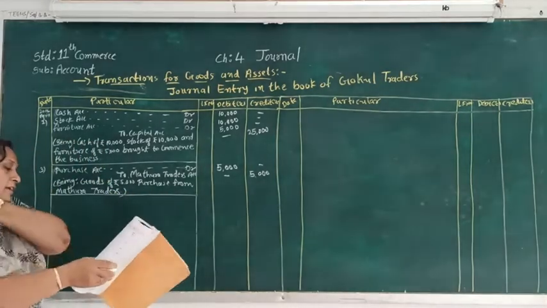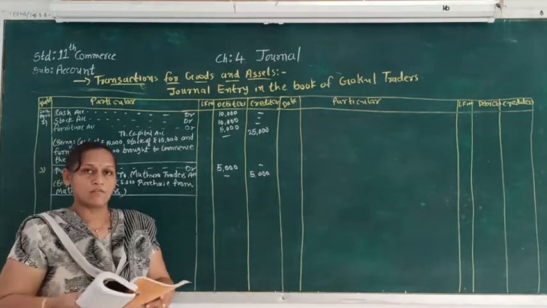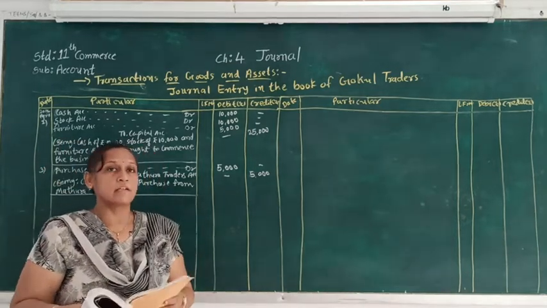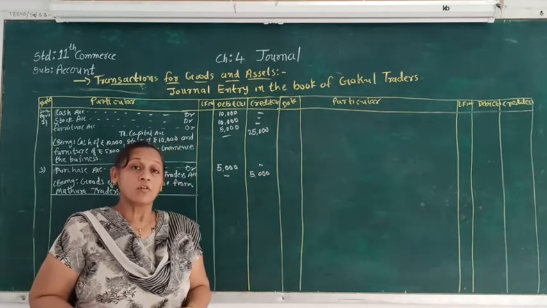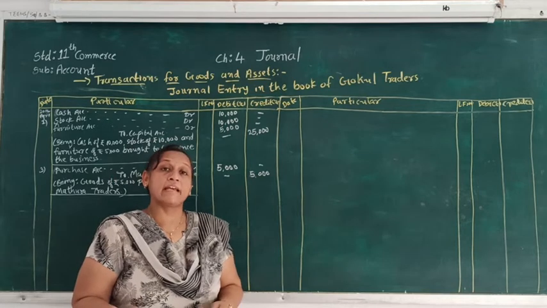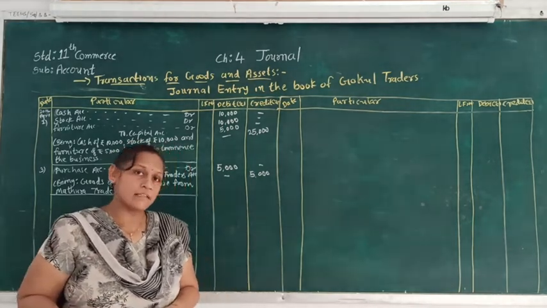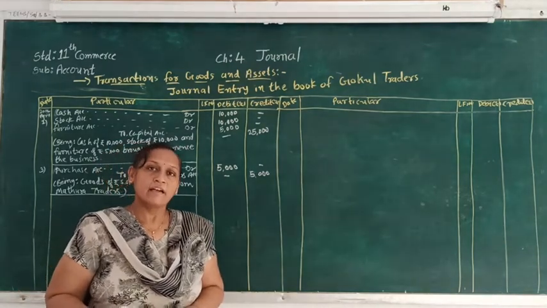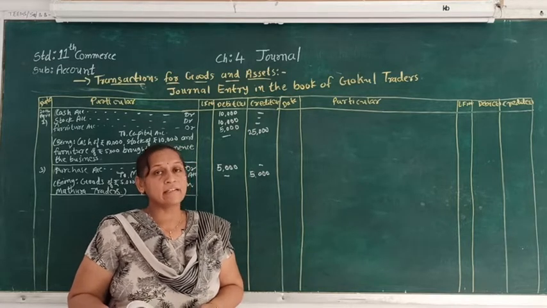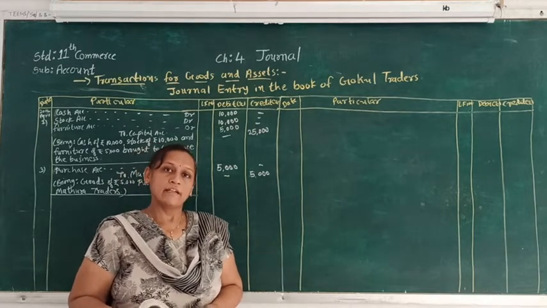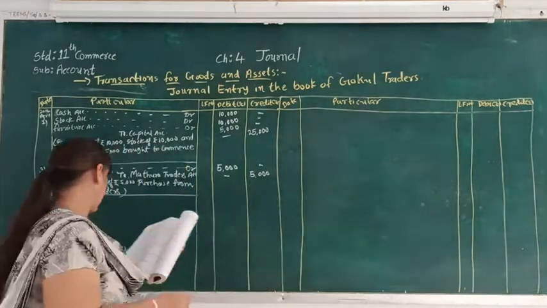Then our next transaction is goods sold for cash, rupees 4,000. So here we are selling the goods. As we discussed before, goods are going out of the business, so sales account is going to be credited. And here we have sold the goods for cash. That means cash is coming into the business and cash is a real account. So the rules of the real account are applied, and in that situation cash account is going to be debited. So the journal entry will be cash account debit to sales account.